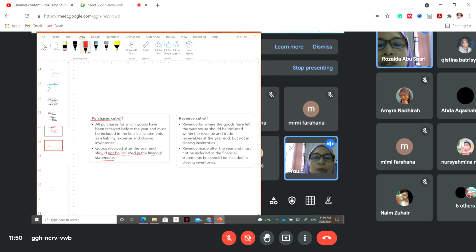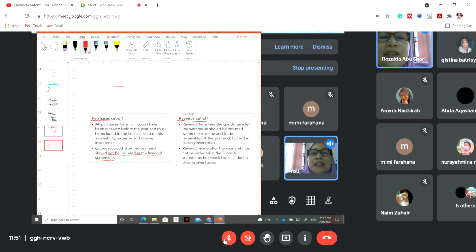The same applies to revenue. Revenue cut off, or sales cut off. Sales, we just call it sales. Sales cut off: revenue or sales for where the goods have left the warehouse should be included within the revenue and trade receivable at year end, but not in the closing inventory. How is that? Can anyone explain?